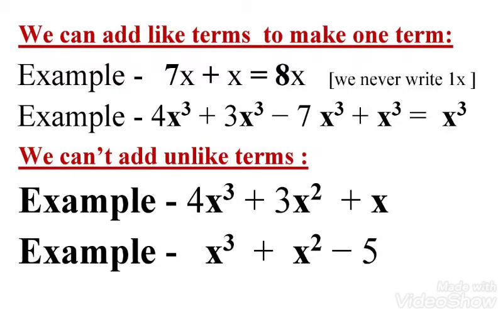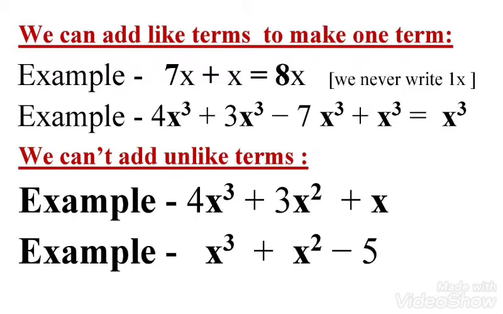Here, 4x cube plus 3x square plus x. Here you are seeing the variables are same, x, but the exponents are different. One is 3, one is 2 and one is 1. We cannot add it. Neither we can add it nor we can subtract it. Are you following? We can add or subtract only like terms and we cannot add or subtract unlike terms.